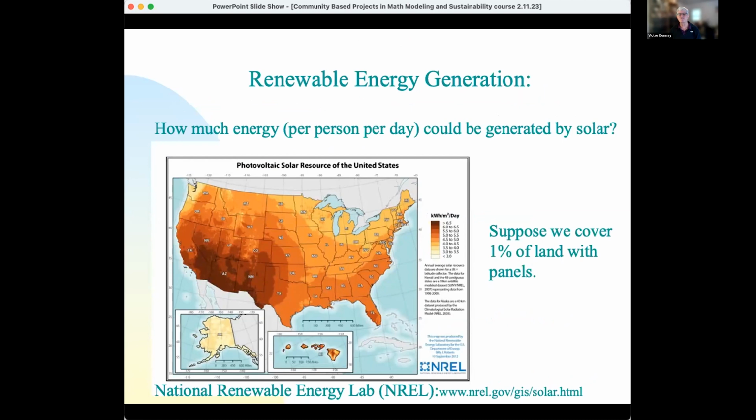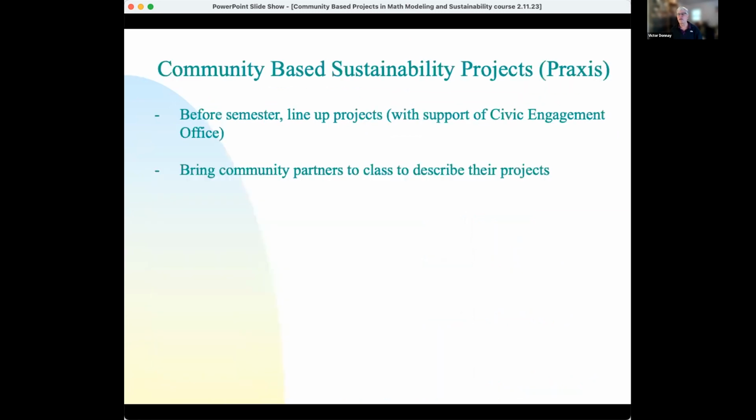Suppose we cover 1% of the United States with solar panels. How much could we produce of the 40 kilowatt hours a day we need to equal our energy use from our automobiles? So I won't say more about that part, but it could be a whole session or even a mini course. So then the second part is these community-based projects.